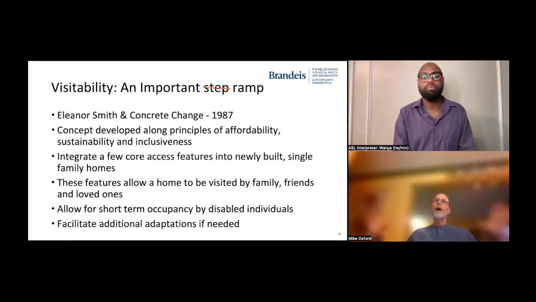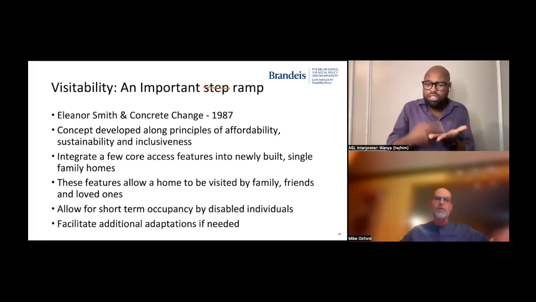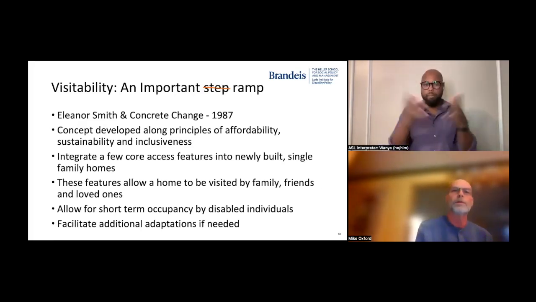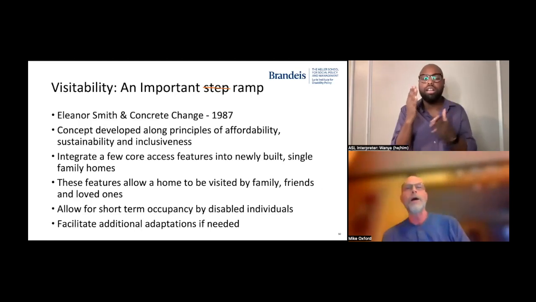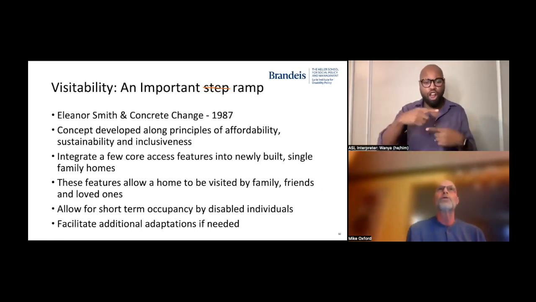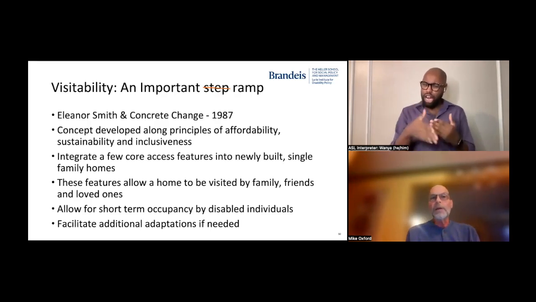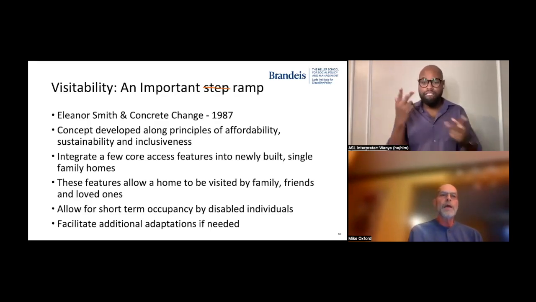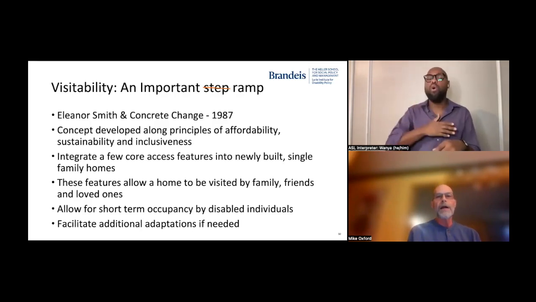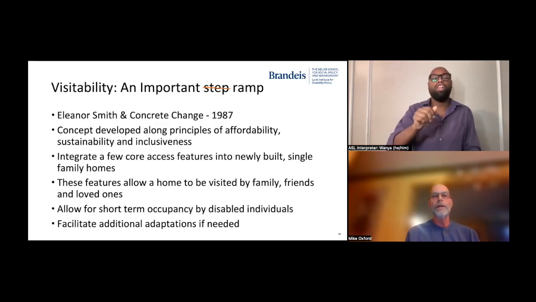So I wanted to go from looking big picture here to, real quick, an important piece that's been around a while that I think is a doable step. I think it's politically feasible and something that we could get done that would help along the way. It's visitability. It's a concept invented by a woman named Eleanor Smith, a great activist and ADAPT member in Atlanta, Georgia in 1987.